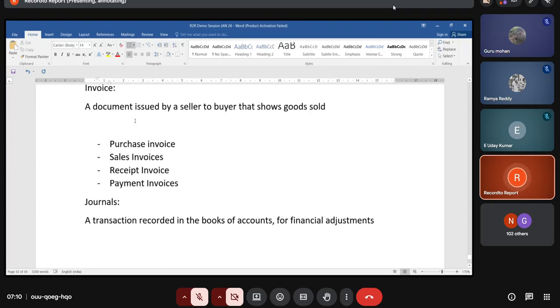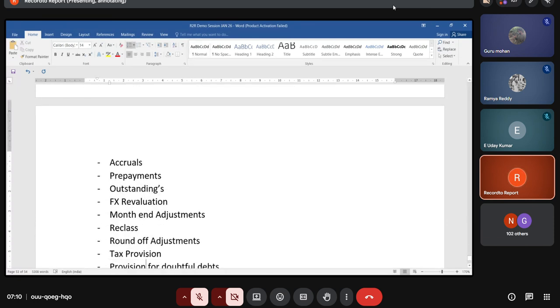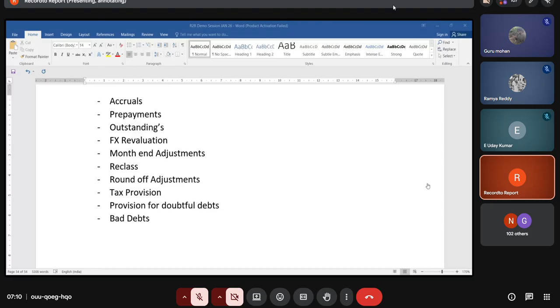Then purchases, sales, receipts. Purchases are taken care of by the P2P team, and sales by the O2C team. In accounting there are sub-processes, so AR, AP. Each separate team will take care of each type of invoice, but the R2R team will take care of the journal entries, the month-end journal entries. So let's understand each and every journal entry in a very clear-cut way, guys.